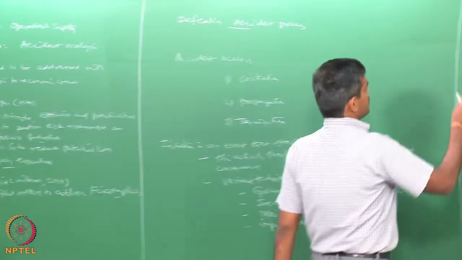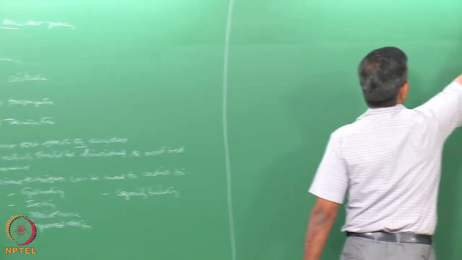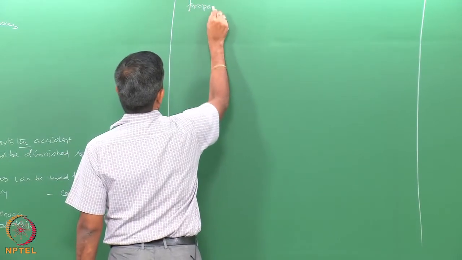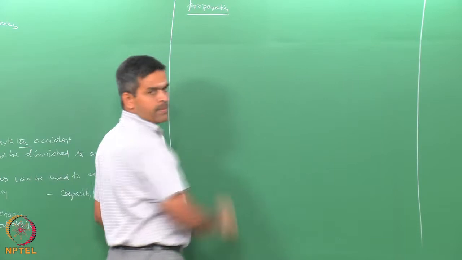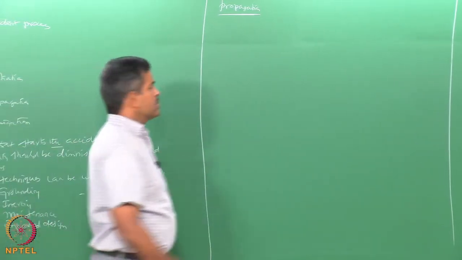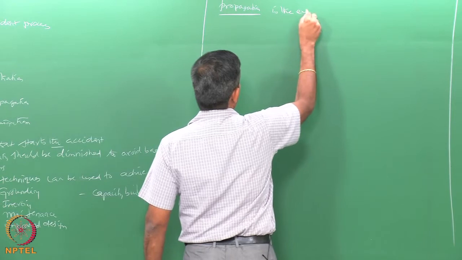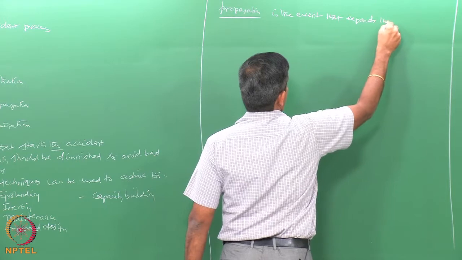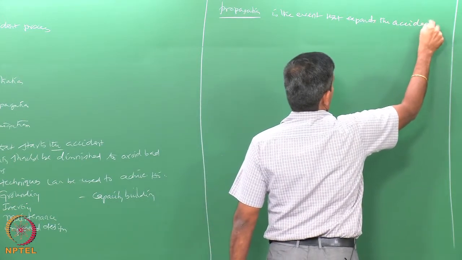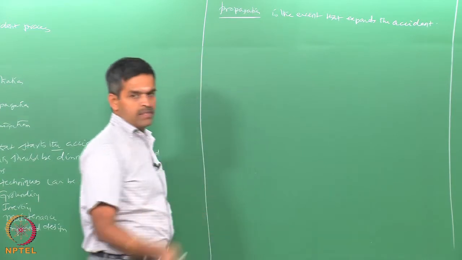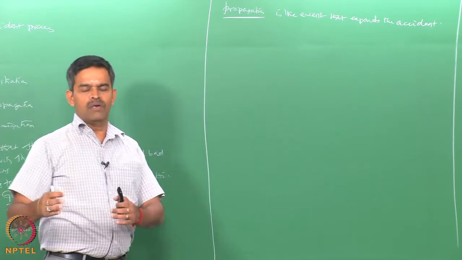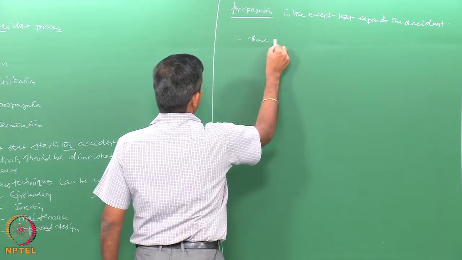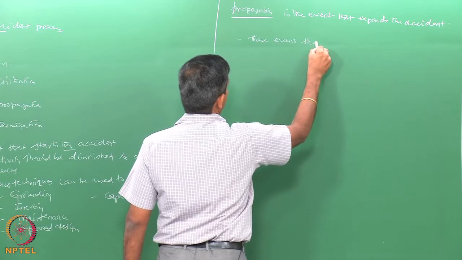Next one is the propagation. Propagation is actually the event that expands the accident. Initiation is one which starts the accident, but propagation is one which is carrying it forward for a longer duration. As desired, these events should also be diminished.